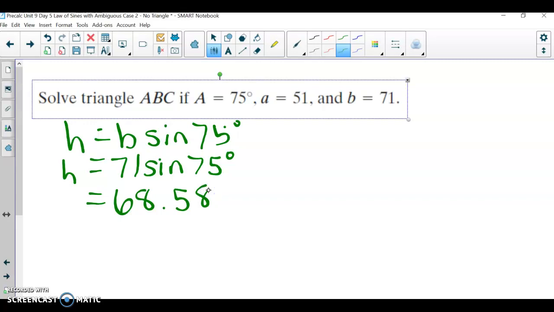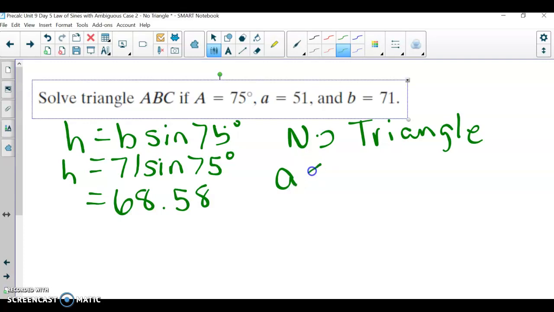So if you notice, a is 51. h is greater than a. So my height is greater. What is that telling me? That a would be too short and there would be no triangle. So in this case, we have no triangle. We have the case that a is less than h, because a is 51 and 51 is less than 68.5. So this is my case of no triangle.